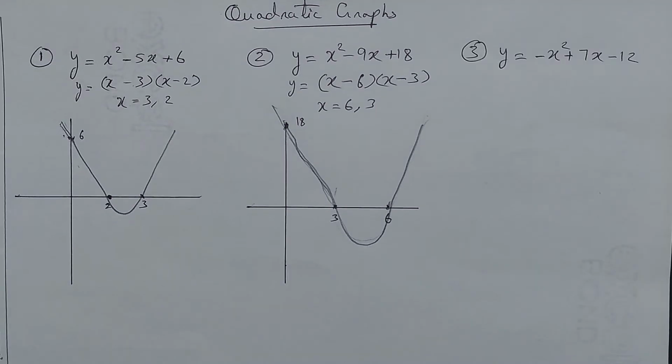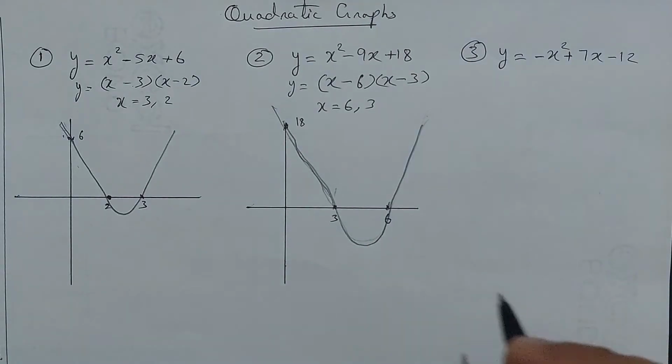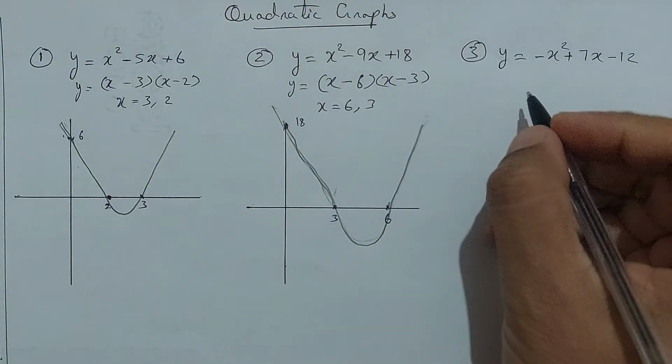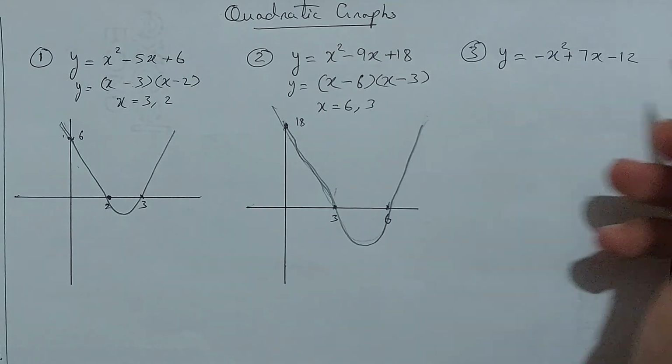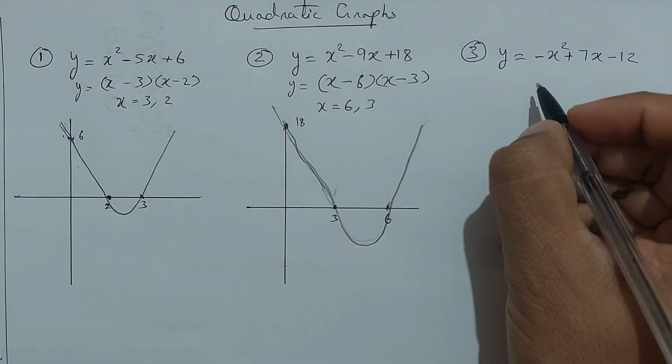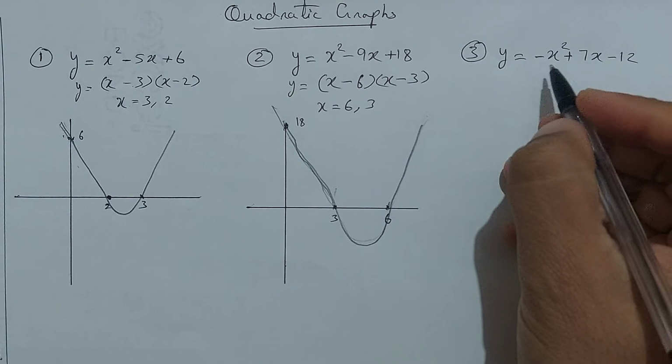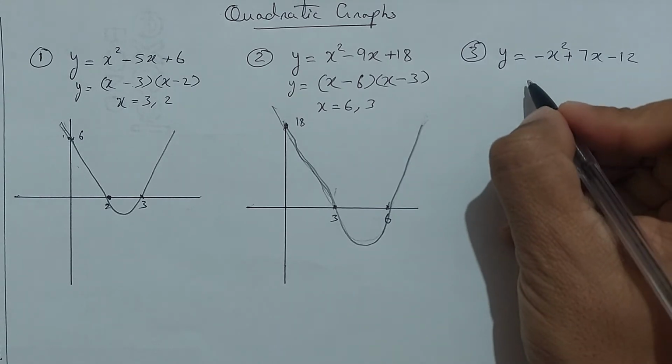Let's do one more. It's y equals minus x squared plus 7x minus 12. Right, this is a negative x squared graph. Again, you put it on the calculator and you can easily get it. Or if you want to solve this quadratic, I'll show you that.